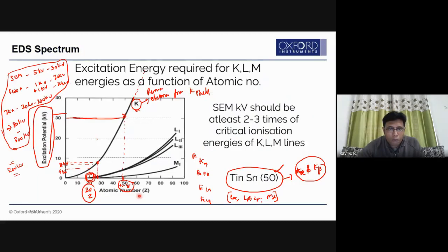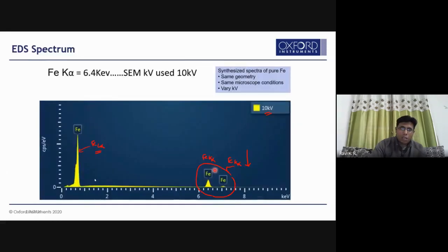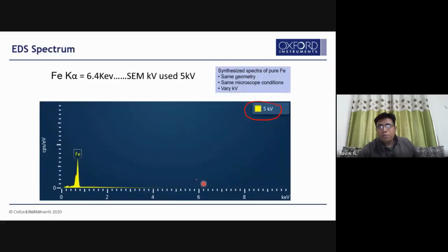Suppose you are at 5 kV, that means the threshold value is somewhere around 8 kV. I'm saying approximately. That means if you use 5 kV, you should not get the K alpha, K beta peaks in the EDS pattern. Now if you look at it, at 5 kV, it's not there. Both K alpha and K beta are not there. You see only the L alpha, you get C.